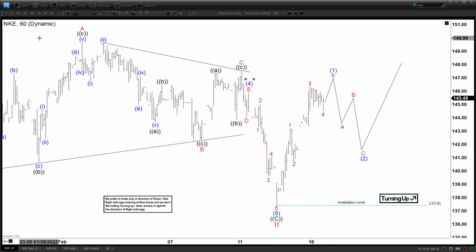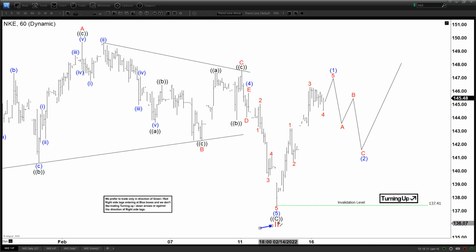Now we can see right here that we ended this with wave 2 correction, and this one is in cycle degree, right? Is in the cycle degree, and that means we have started the wave 3. Based on this view, we have started with wave 3 to the upside.